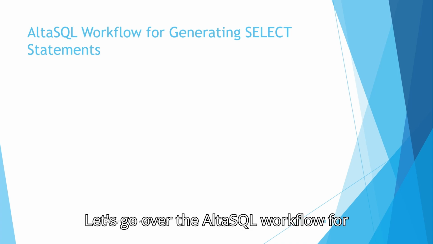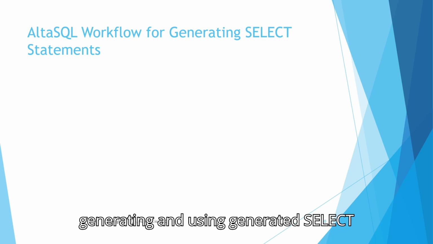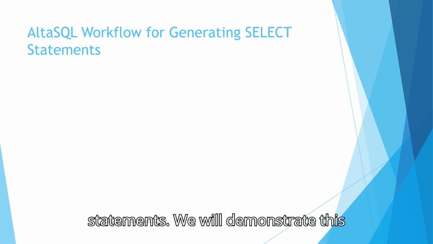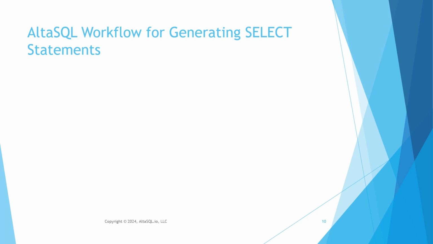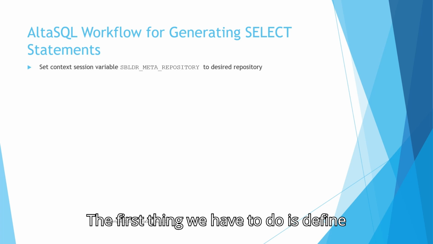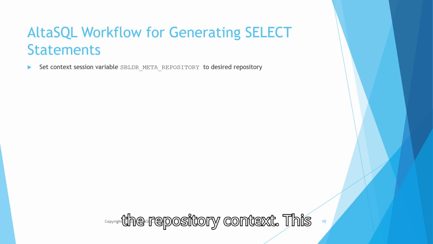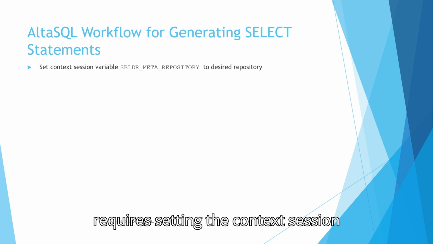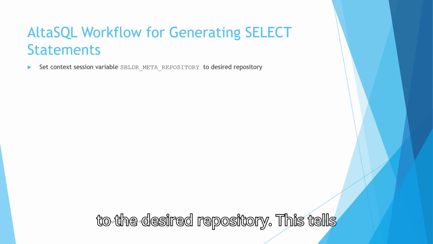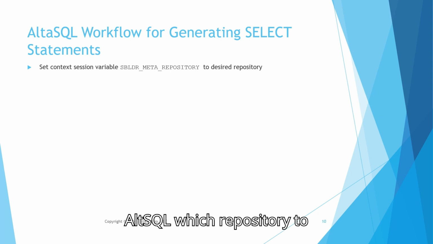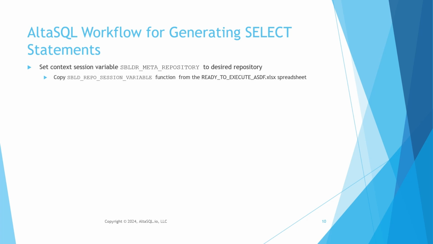Let's go over the AltaSQL workflow for generating and using generated select statements. We will demonstrate this shortly in a hands-on demonstration. The first thing we have to do is define the repository context. This requires setting the context session variable sBuilder_meta repository to the desired repository. This tells AltaSQL which repository to use when executing AltaSQL functions.